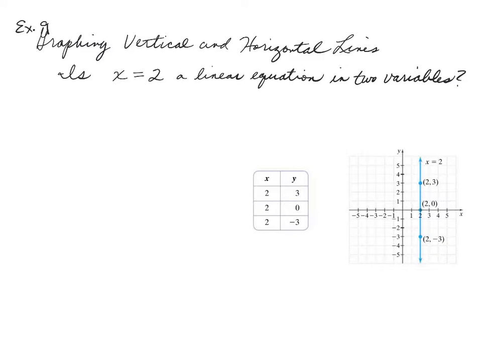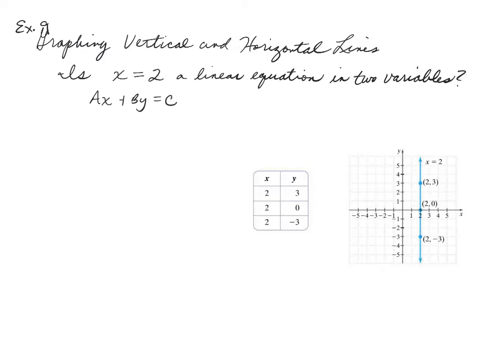Okay, our next topic in this section, we'll talk about graphing vertical and horizontal lines. I want you to look at this equation, x equals 2. And I want you to think about whether it's a linear equation in 2 variables. So remember what the criteria is for a linear equation in 2 variables. Remember, it says if it can be written in this form, ax plus by equals c.